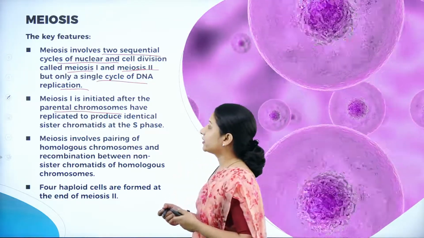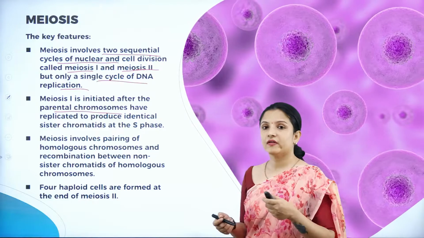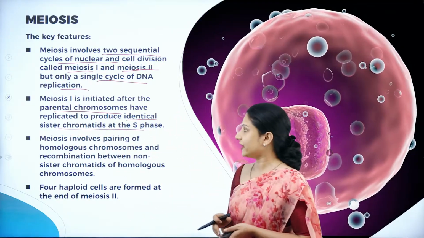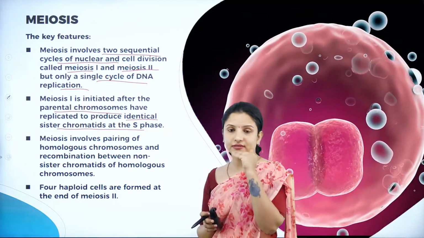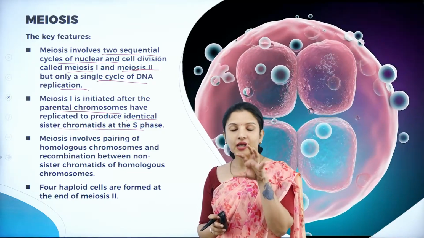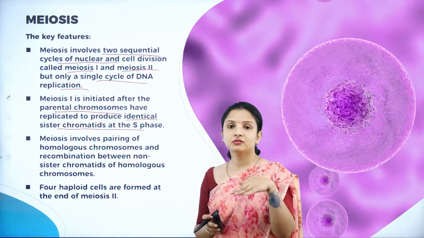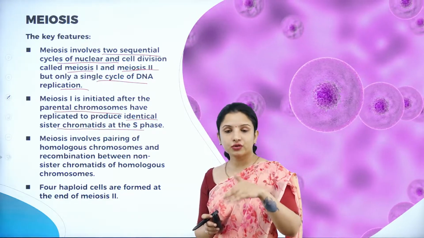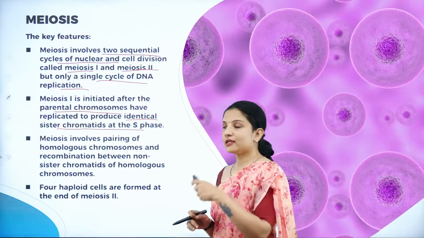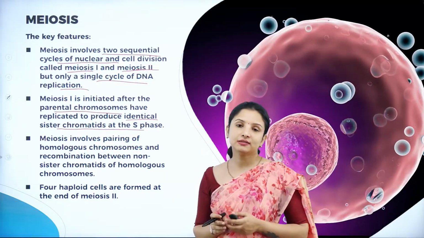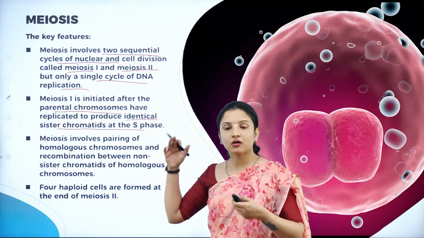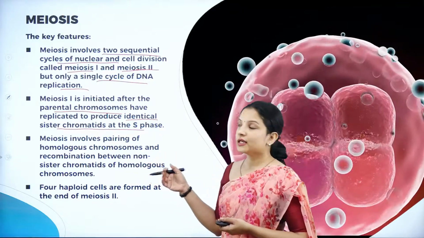So here, when the parental chromosomes have replicated, they will start to produce identical sister chromatids at the S phase. We all know that in the S phase of the interphase, the synthesis of the DNA will take place. So the DNA has to enter into the daughter cells, right? So the DNA has to get synthesized. So during the process of synthesis, what happens? DNA replication will occur, and this DNA replication will produce identical sister chromatids. So all this occurs in the interphase, and after all this, meiosis 1 will get initiated.